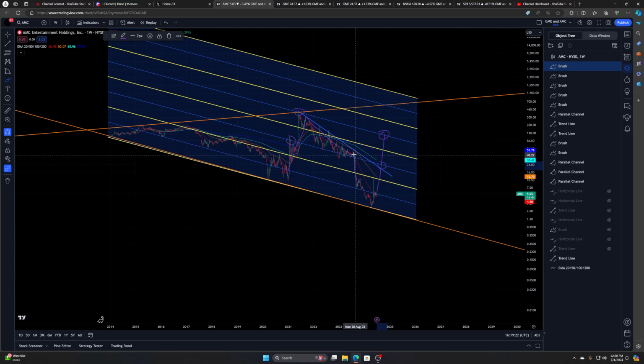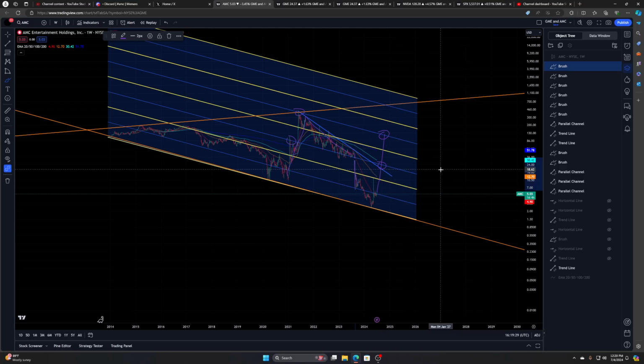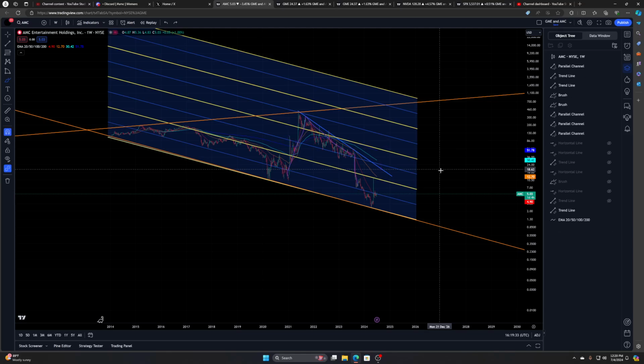And you can see how accurate it is. When we fell through this midline, we waterfalled and then hit the second midline. You can see how accurate this really is. And it's so simple. It's just macro trends. It's just channels. And that's all price does.